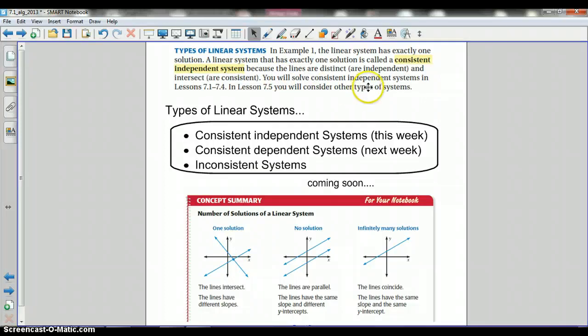You will solve consistent, independent systems in the first 4 lessons, and then in the 5th and 6th lesson, you will solve other types of systems. Other types of systems could be consistent, dependent systems or inconsistent systems. Those are coming soon.